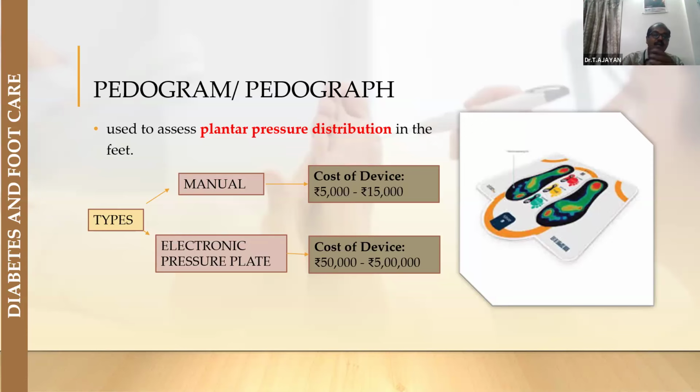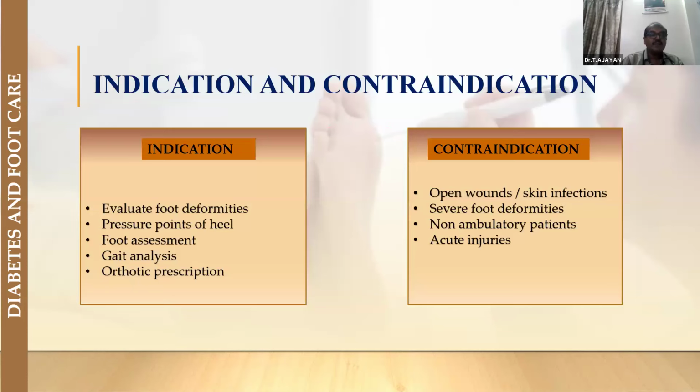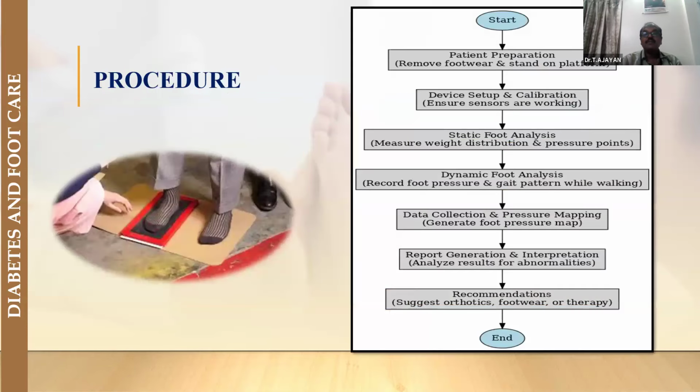It's a very simple instrument, an investigatory module. Then the indications: evaluate foot deformities, pressure points of the heels, foot assessment, gait analysis, orthotic prescription. Then contraindications include open wounds, skin manifestations and skin infection. At that time this podagram test is never recommended. Severe foot deformities, non-ambulatory patients and acute injuries: at that time, please avoid this test. These are the contraindications.